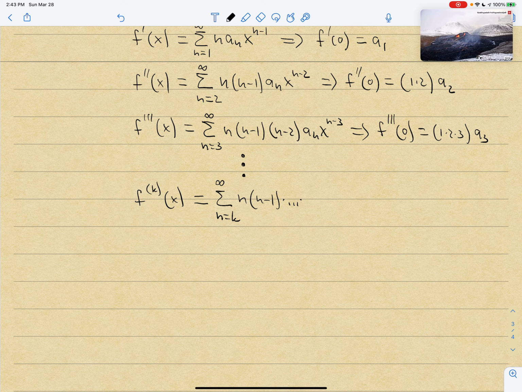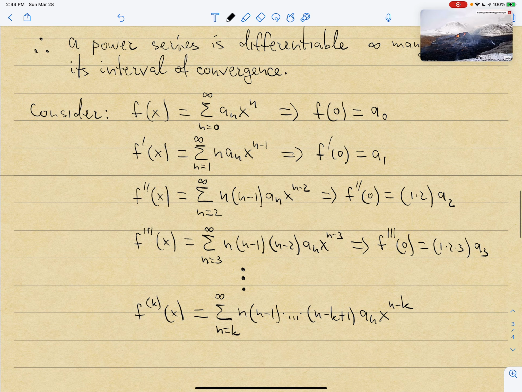times. And what is the last entry here? For 1, I don't have anything. For 2, it's 1. For 3, it's 2. So the last one for k is going to be n minus k plus 1, right? Times an times x to the n minus k. And let me shift this a bit.